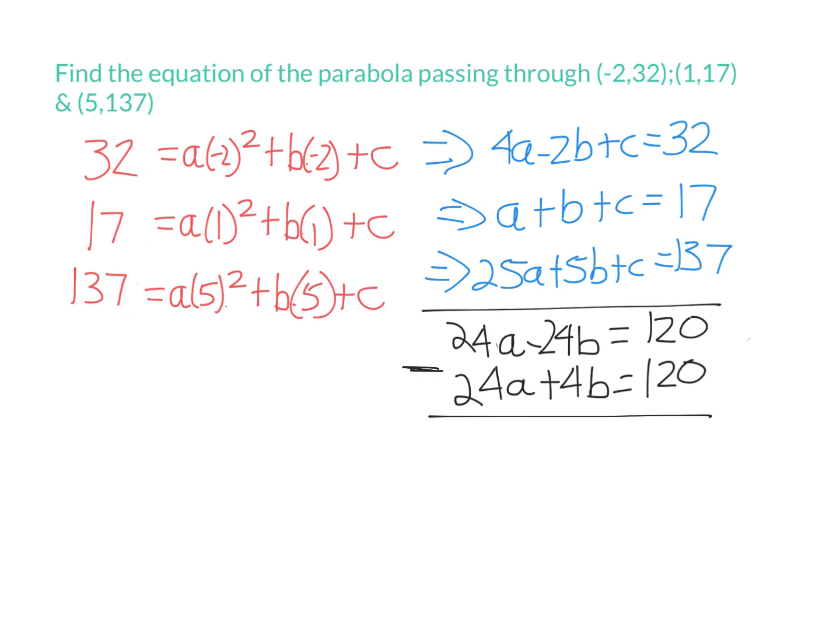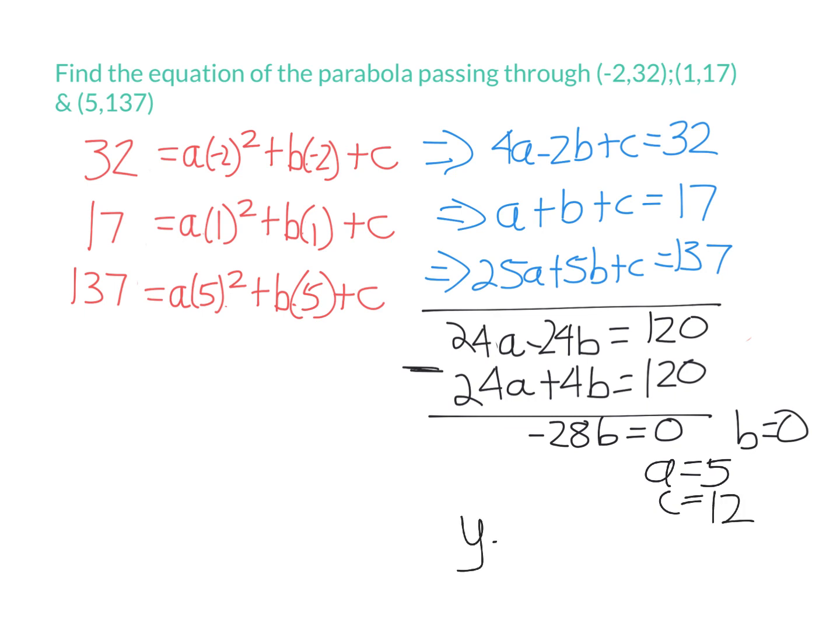So 24a minus 24a is 0, but what I actually get is -28b equals 0. So that means, of course, b equals 0. So if b equals 0, 24a equals 120, a equals 5, and then we can see that c is equal to 12. So we found a, b, and c.